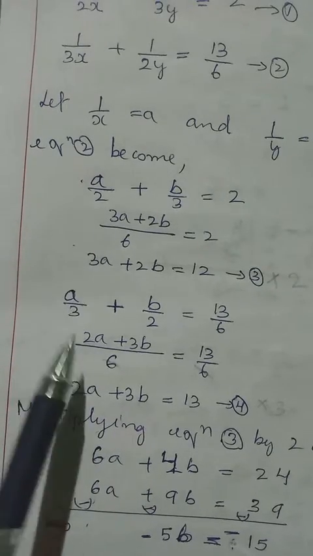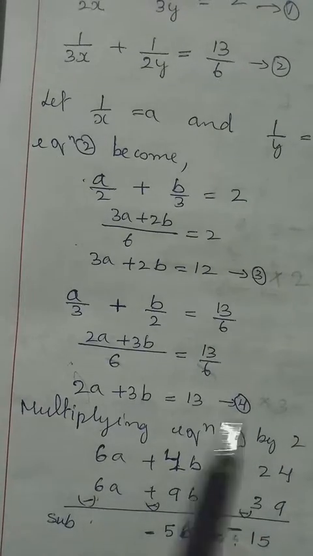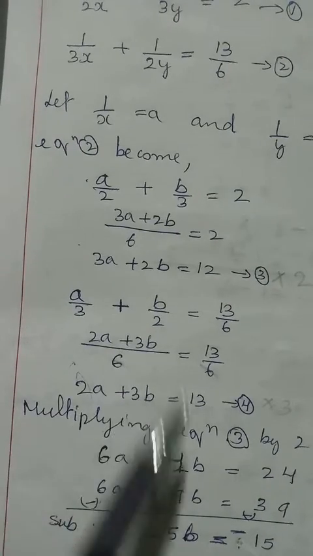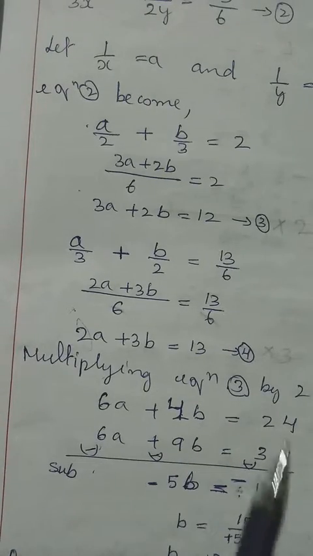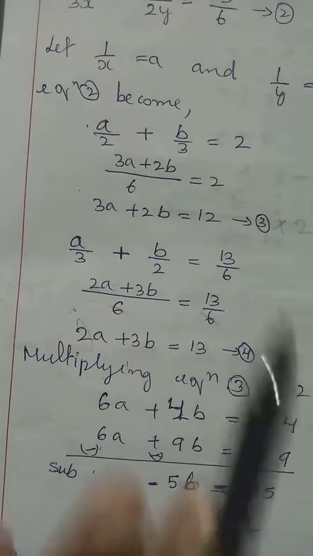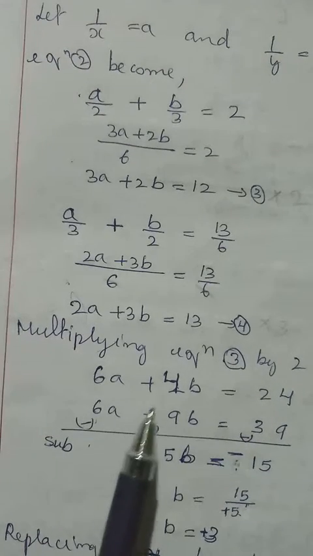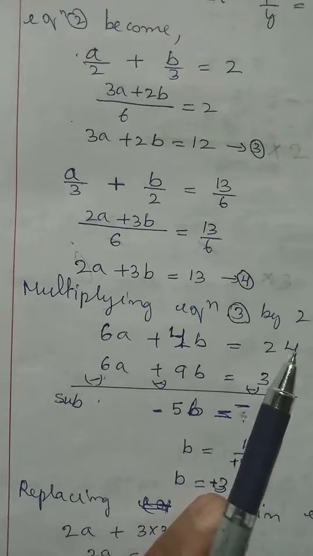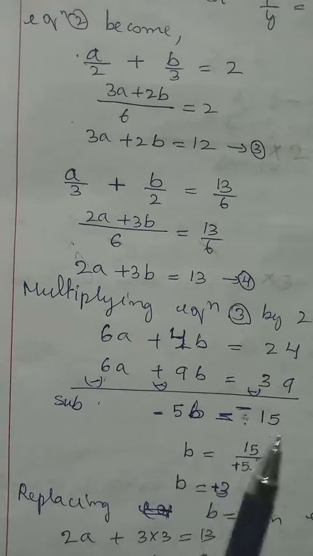Here we have 3, here we have 2. So 2 we multiply in this one, 3 we multiply here. So we get 3 into 2, 6; 3 into 2 into 2, 4; 2 into 12, 24. Then 3 into 2, 6; 3 into 3, 9; 3 into 12, 36. Here we put a minus sign in the second one. 6 minus 6, 0. Then 9 minus 4 will be 5. Then 39 minus 24, we get 15. Minus minus get cancelled, b equal 15 divided by 5.